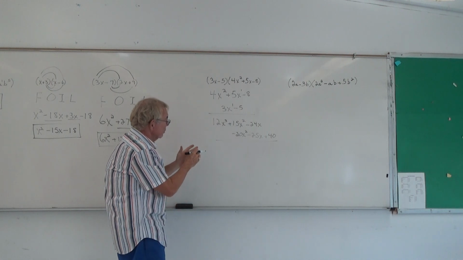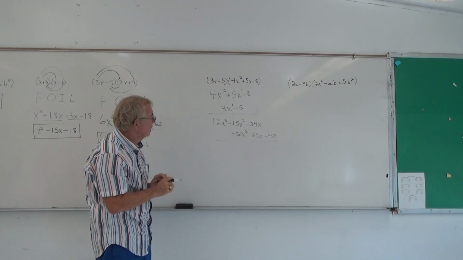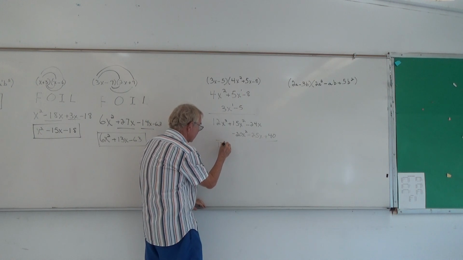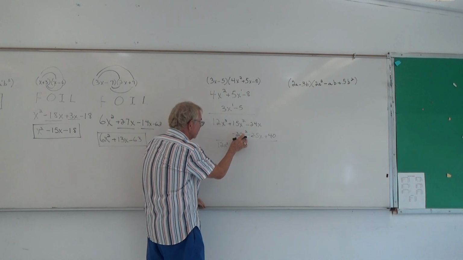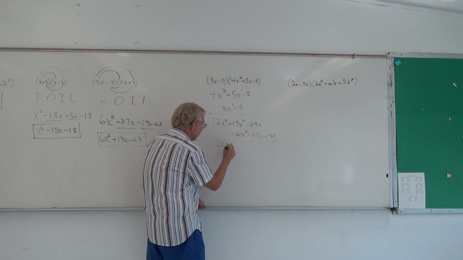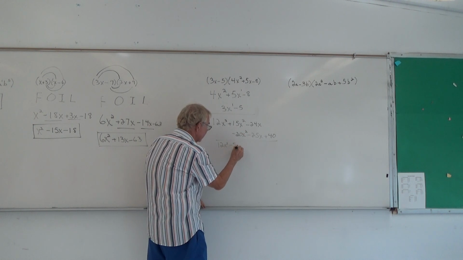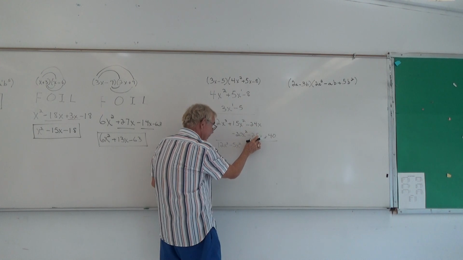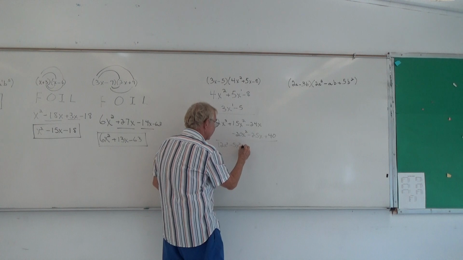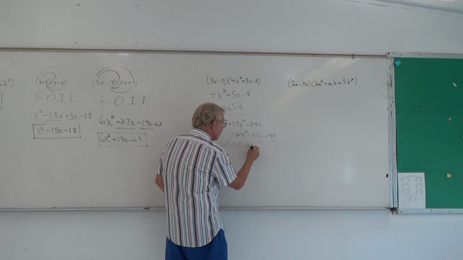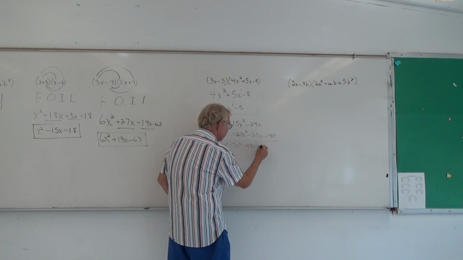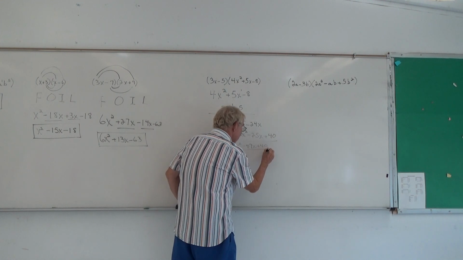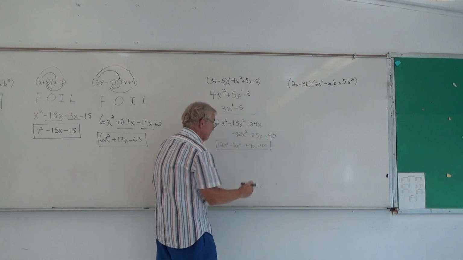Now, with this approach, they're all lined up. So you've got 12x cubed. Add these two. 15 take away 20 would be negative 5x squared. Negative 24 plus another negative 25 would be negative 49x plus 40. Now, that's the way I learned.